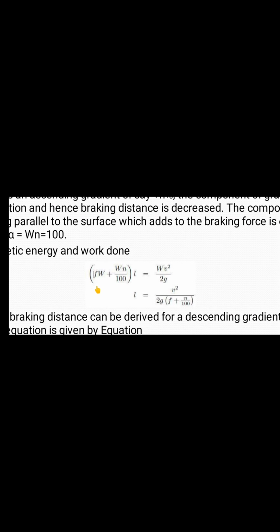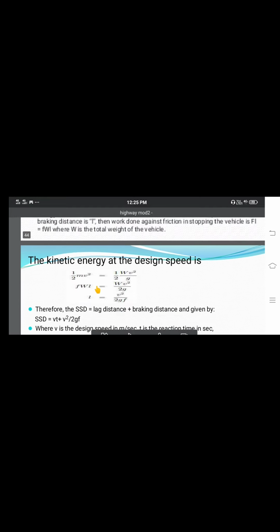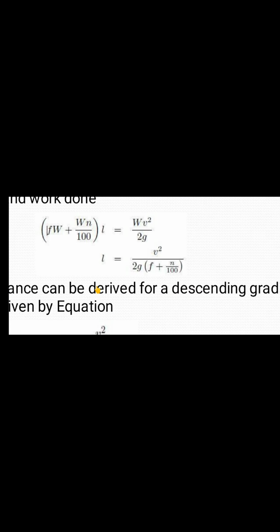It is FWL plus Wn into L divided by 100, L we have taken common, that is equal to W V square by 2Z. Here also W is common, you can take W common. This W gets cancelled. So L is equal to V square by 2Z into F plus N by 100. Earlier what we got? L equal to V square by 2ZF, isn't it? But here L equal to V square by 2Z into F plus N by 100.